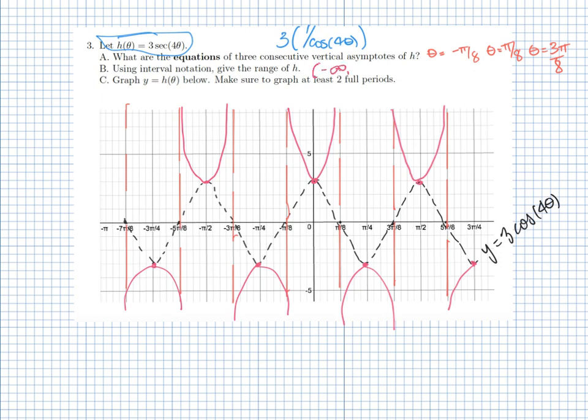So we go from negative infinity to -3, and that traces right in here. Negative infinity to -3. And then we connect this with going from 3 to infinity. And you can see that here we go from 3 up to infinity.